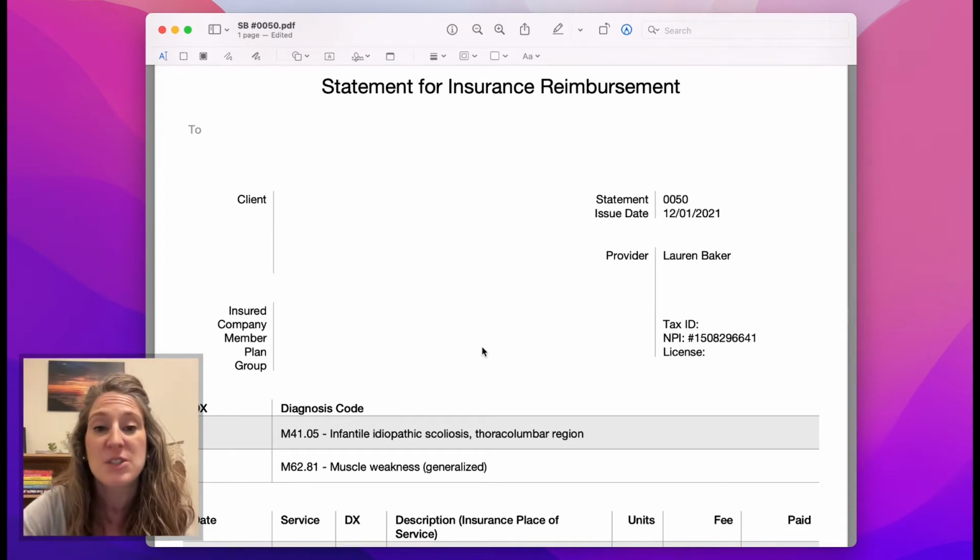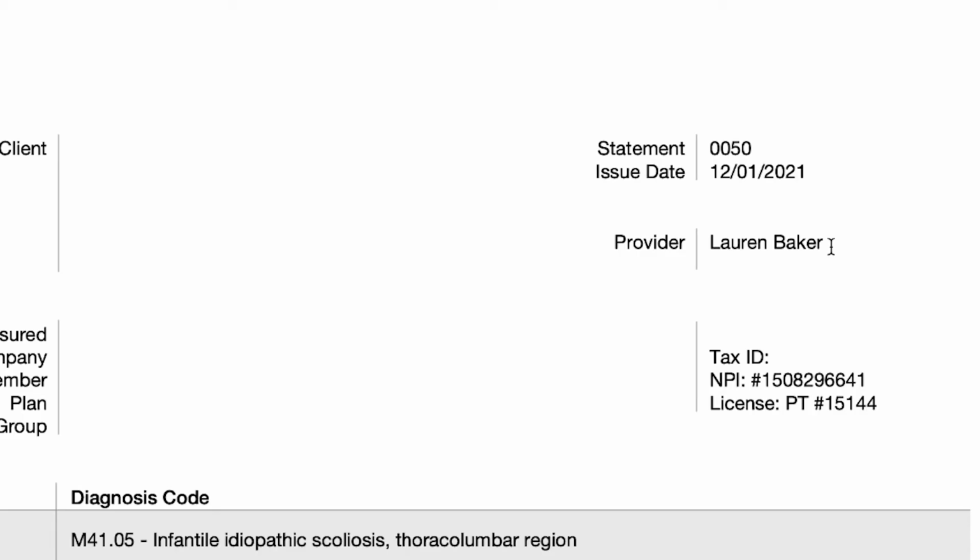Typically, that is up to the individual who is going to a cash-based service, whether they want to provide their insurance information. The provider who actually provided the service would be here. So in this case, I am the provider and I provided the physical therapy services, the provider's information. So the tax ID, the NPI number, and their license number.